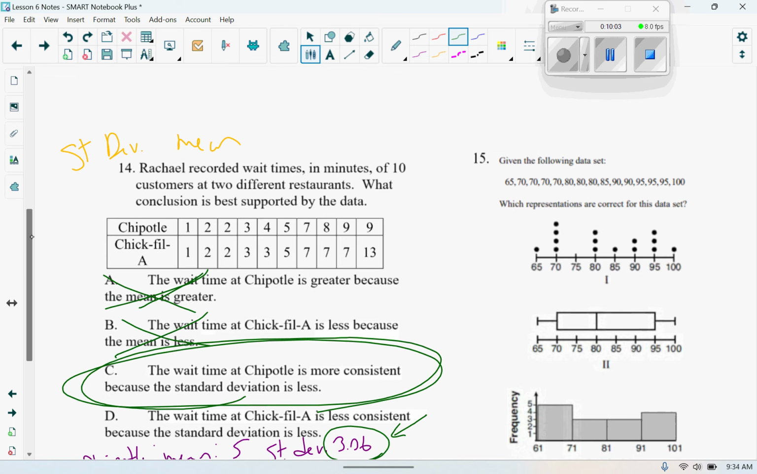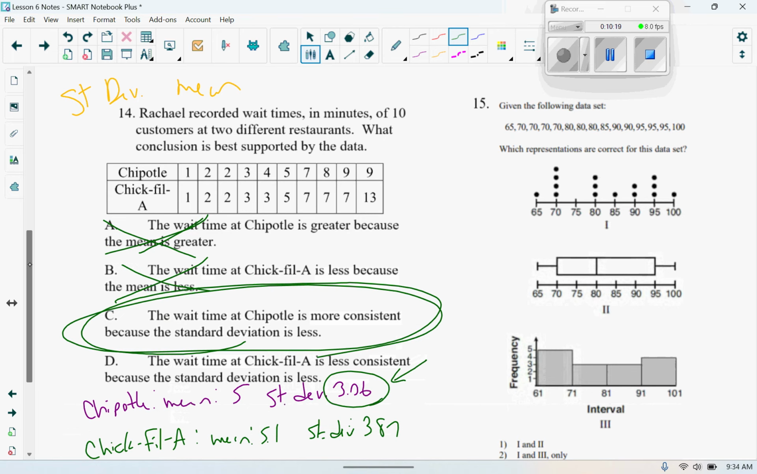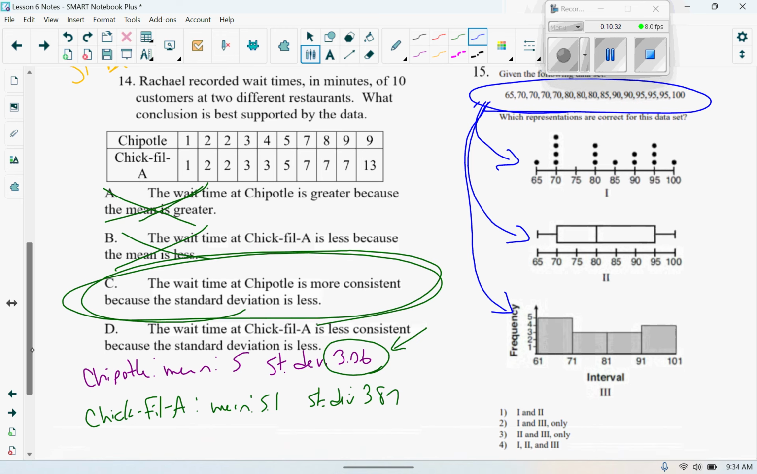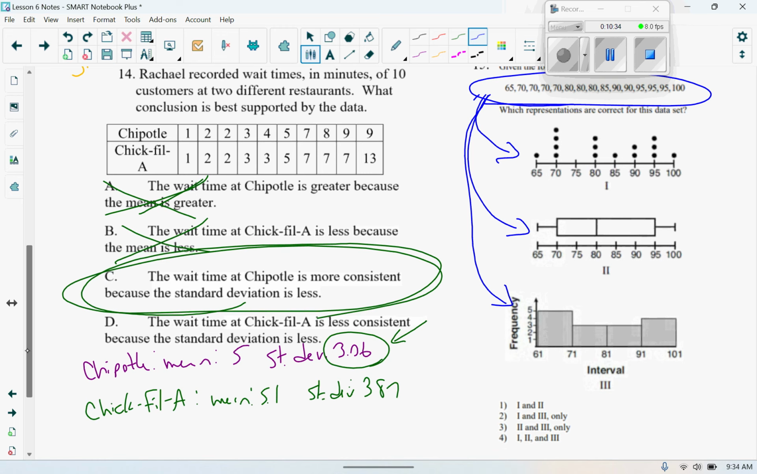Okay, so finally on number 15, a lot of times on the EOC they give you different types of data and you have to figure out which to match. So in this case, we have this group of data right here, and I want to see: does this accurately represent the data? Does this? Does this? And all three of them actually do.